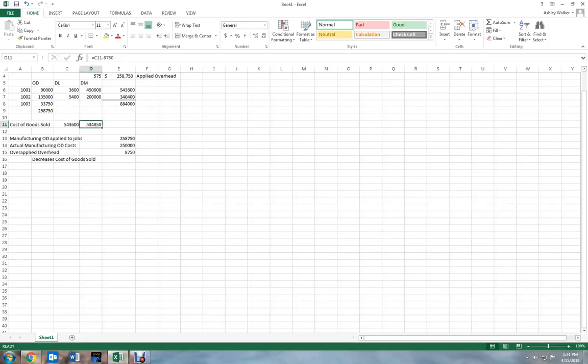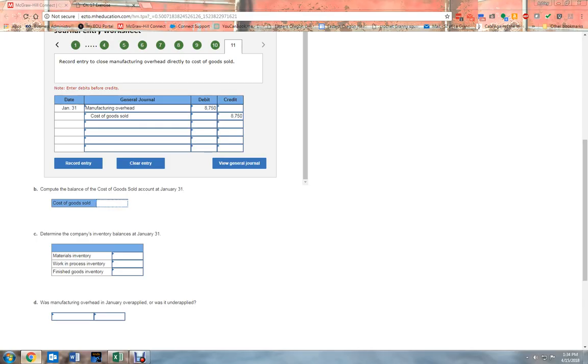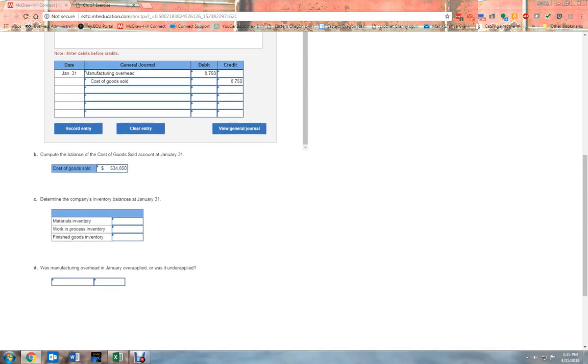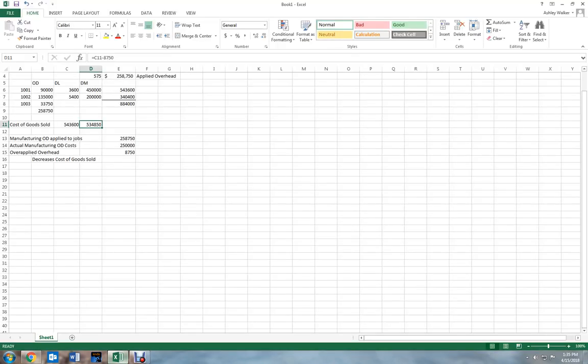So go back and review. What we would have applied, subtracting out that over applied overhead, the $8,750, has to be the balance in our cost of goods sold account as of January 31st. All right, so now we need our inventory balances. First we need materials inventory.